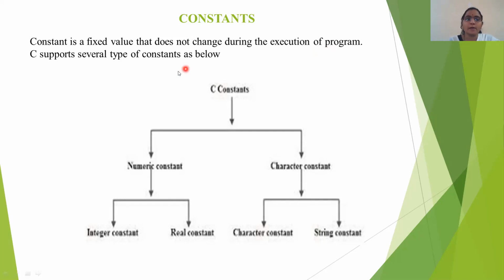C supports several types of constants as below. See this figure. Actually, there are two broad categories of C constants, numeric constant and character constant. The numeric constants are categorized again into two different parts. The first is the integer constant, the second one is the real constant. And the second category, character constant, is again divided into two categories, character constant and string constant. Okay, now we will see each and every one in detail.